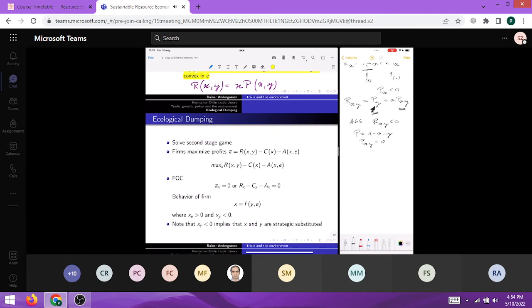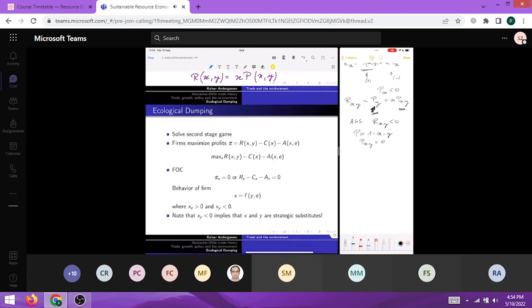Okay, so let's start. Any questions before starting? Everything clear? Okay, now let's see how this model is solved. This is a two-stage game, so there are two stages. Remember, in the first stage, the policymaker chooses the emission cap. Okay, so chooses emissions.